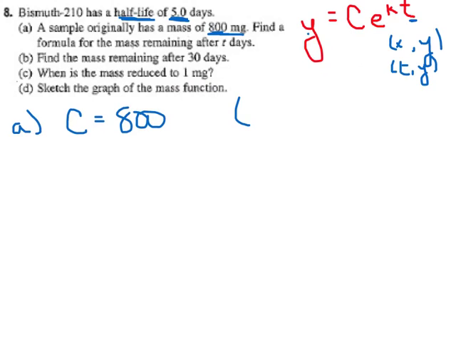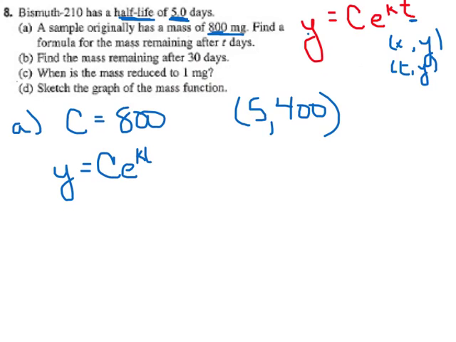So what is our time? Our time is 5 days. After one half-life, if you started with 800, you have how much? Okay, good. Hopefully you said 400. All right, so that's one of our points. So let's use the equation y equals c e to the kt, but fill in, I already wrote the y, so we'll do this.